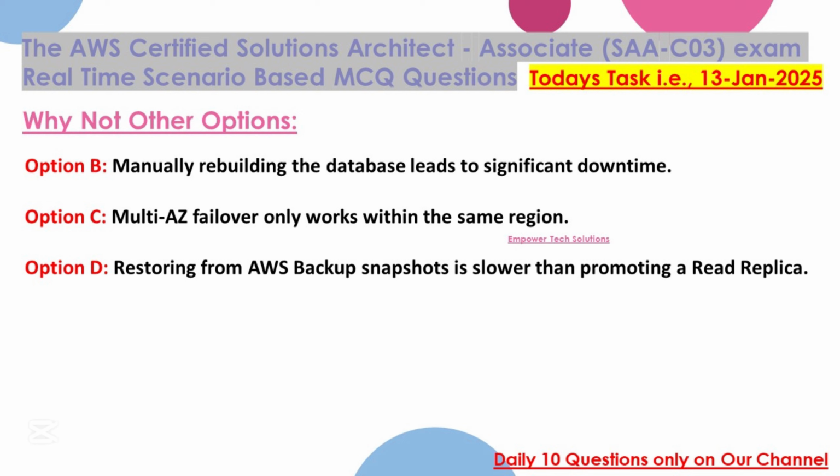Option B. Manually rebuilding the database leads to significant downtime. Option C. Multi-AZ failover only works within the same region. Option D. Restoring from AWS Backup snapshots is slower than promoting a read replica.